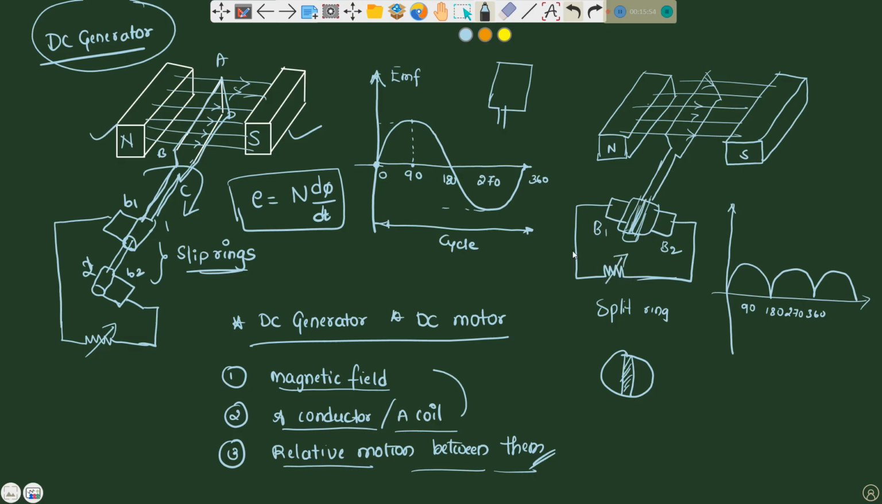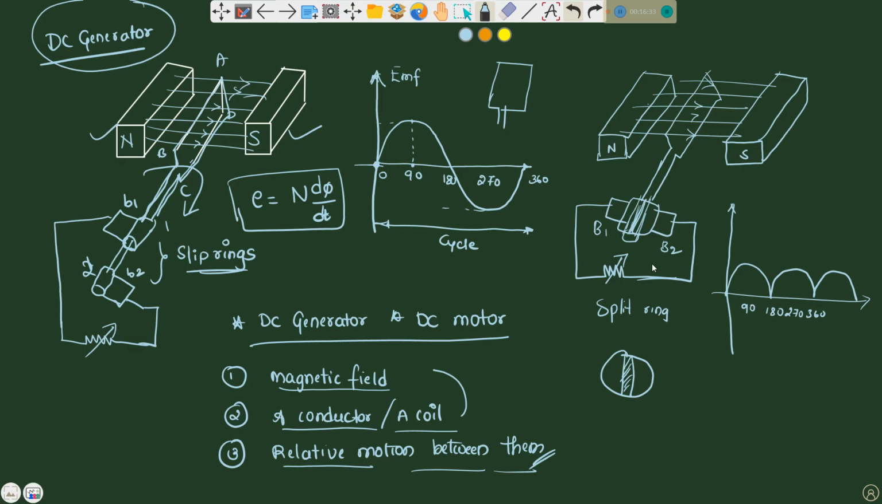Brush position should be arranged so that the changeover of segments from one brush to the other takes place when the plane of the rotating coil is at right angles to the lines of flux, where the induced EMF in the coil is 0. Then the split ring rectifies the alternating output into unidirectional and sends it to the external circuit. In every half rotation it is converting it into a unidirectional current.